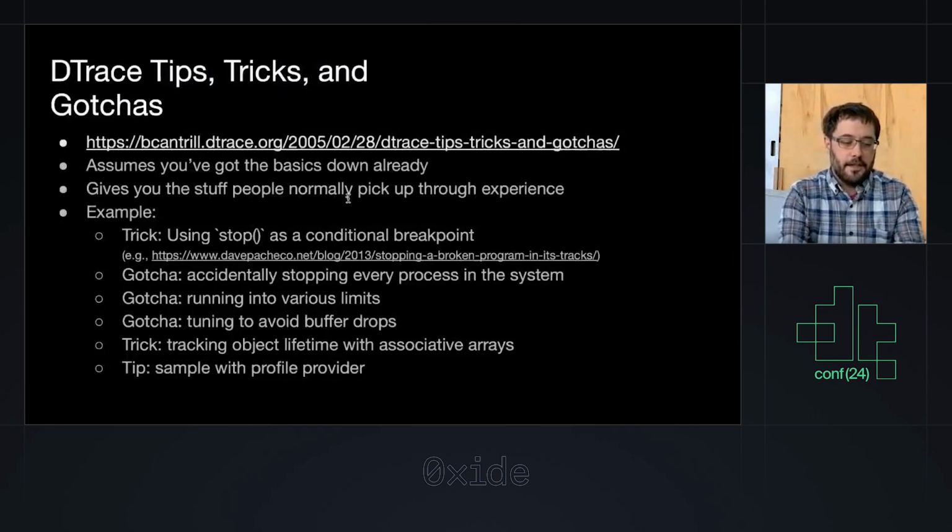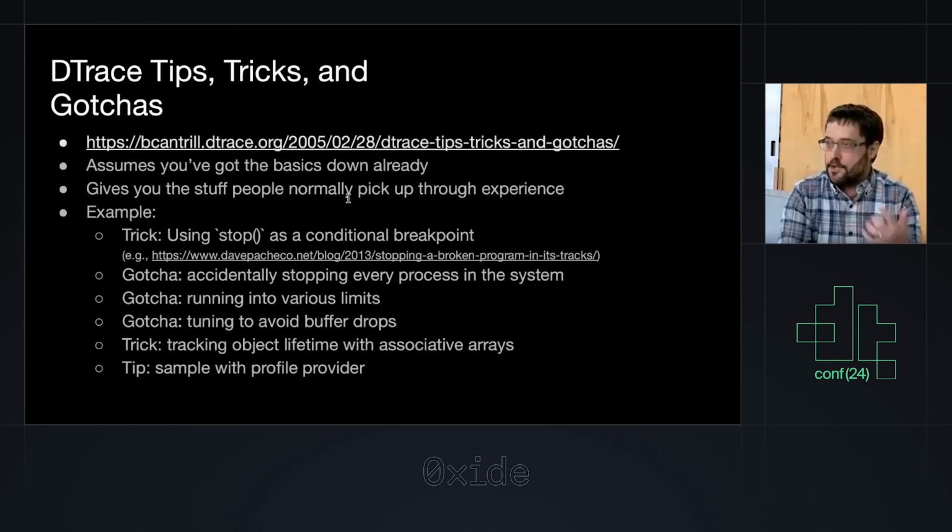And I think a good example is there's a trick in here, which is using stop as a conditional breakpoint. So there's a stop action, which I love. Stop is a destructive action you can put into any probe, which introduces basically a debugger stop into that process at that point. But there's a gotcha with it, which is that if you forget to put a predicate on your probe, it is very easy to accidentally stop every process in the system. Gotcha. And of course, the deck talks about all those things, which is really good.